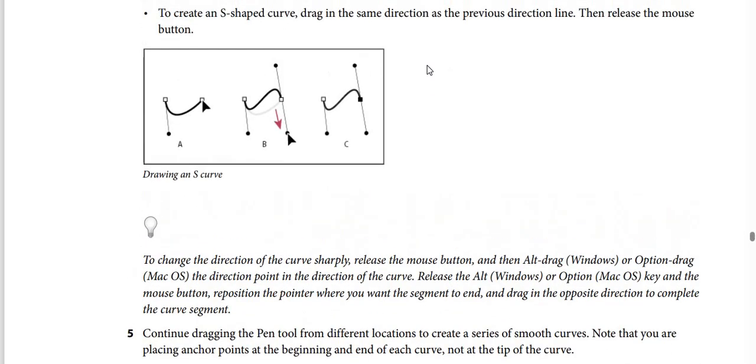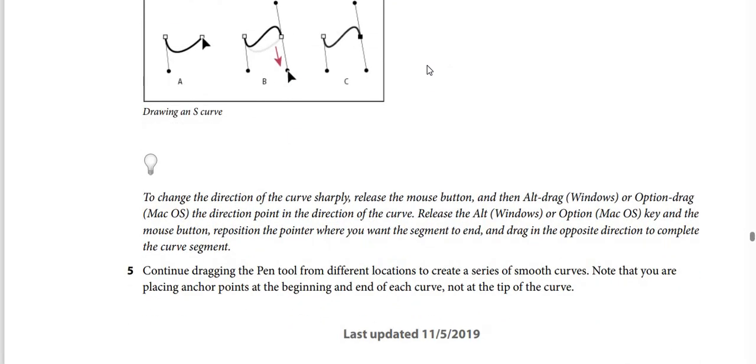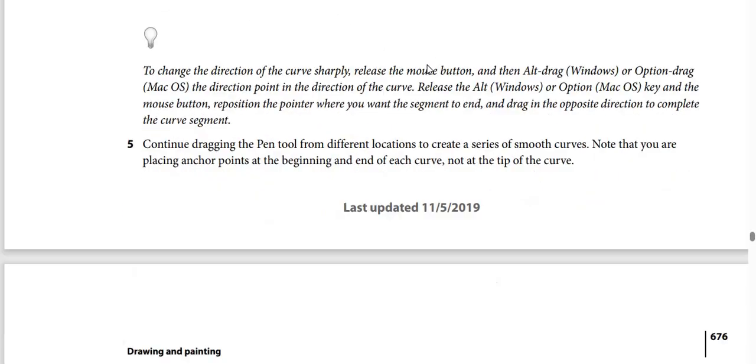If you'd like to draw an S curve and change the direction of the curve sharply, release the mouse button, and then Alt-drag if you use Windows, or Option-drag if you use macOS, the direction point in the direction of the curve. Release the Alt key if you use Windows, or Option if you use macOS, and the mouse button. Reposition the pointer where you want the segment to end, and drag in the opposite direction to complete the curve segment anyway.